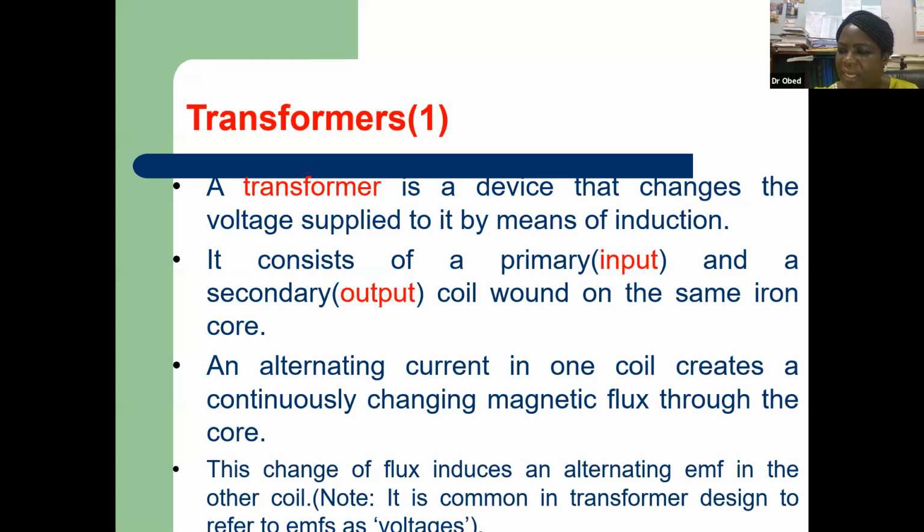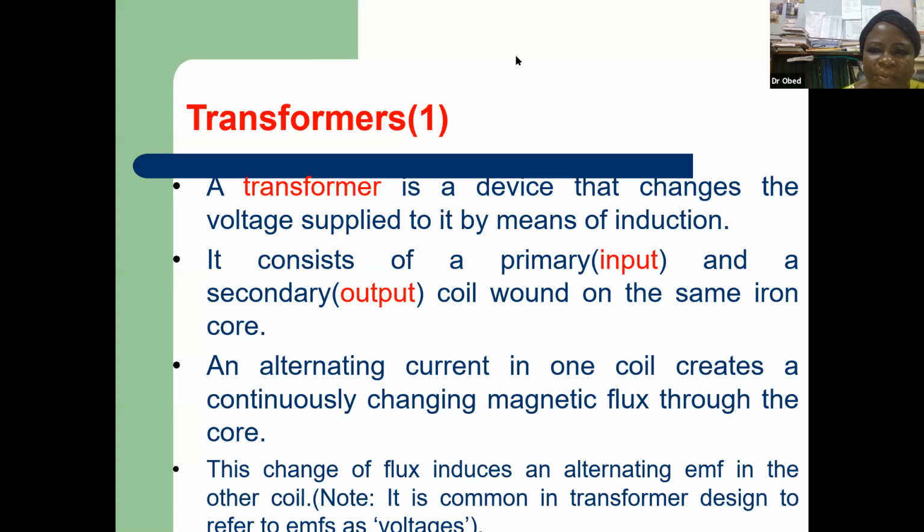So today we are going to look at something new, and it's about transformers. A transformer is a device that changes the voltage supplied to it by means of induction, and it consists of a primary input.